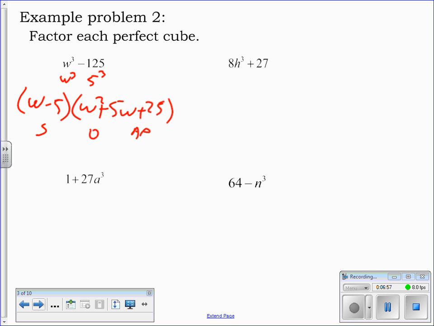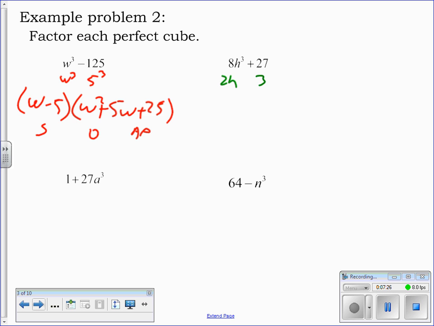The next one is the opposite of what our original problem is. The last sign is always positive. Okay. 8h cubed. What are we cubing to get 8h cubed? 2h. We're cubing 2h. What are we cubing to get 27? 3.